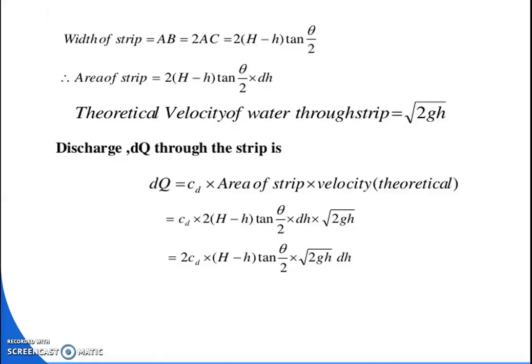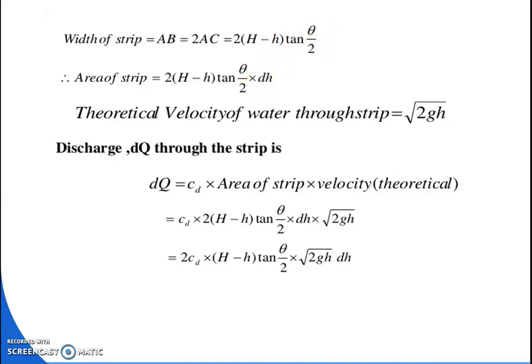After getting the value of AC, we can find the width of the strip, or the length of the strip AB. We have AB equal to 2AC. Now, the width of the strip is 2 into capital H minus small h into tan theta by 2. The area of the small strip is width into thickness, that is 2 into capital H minus small h into tan theta by 2 into dh.